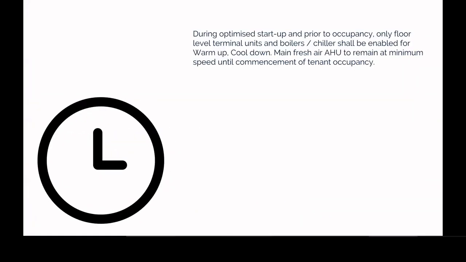Okay, so the next one is back with time. During optimized startup and prior to occupancy, only floor level units, so fan coil units and boilers, are on, with supply air remaining at its minimum speed. So that's important in relation to a number of things. First and foremost, we want to reduce the amount of energy being used on startup and cool down, because AHUs are big users of energy, and if we can reduce that, that's the most key thing. But actually, if you run your fan at startup with everything else, you're normally introducing a lot of fresh air, and that's counterproductive from an energy perspective.